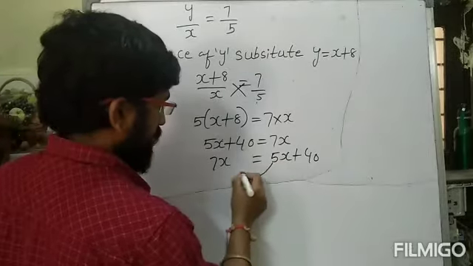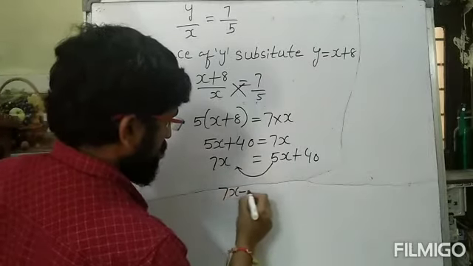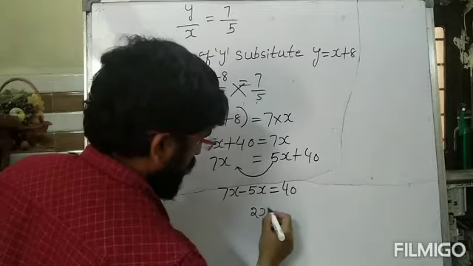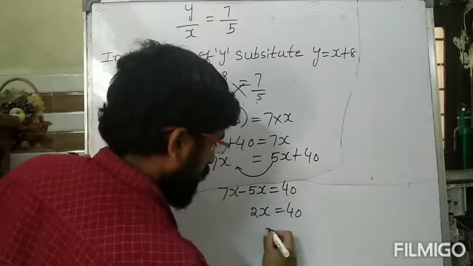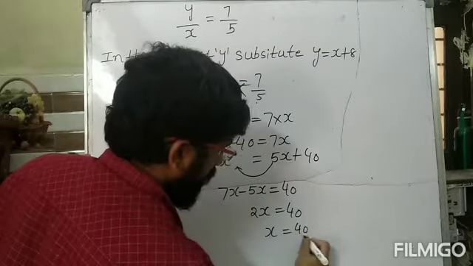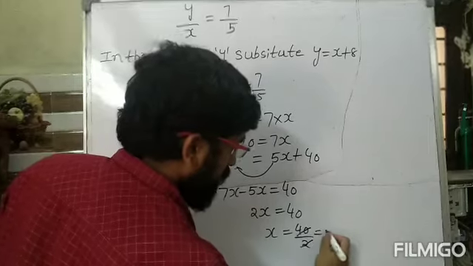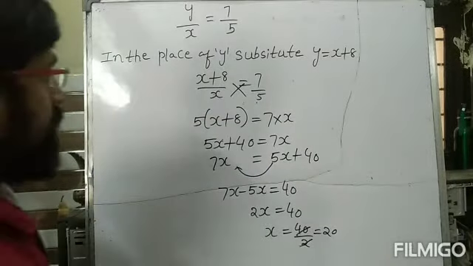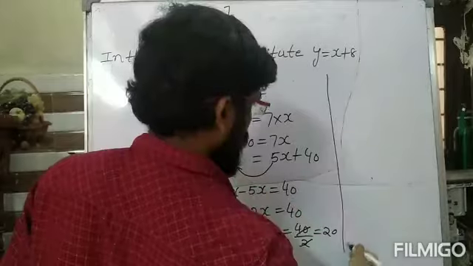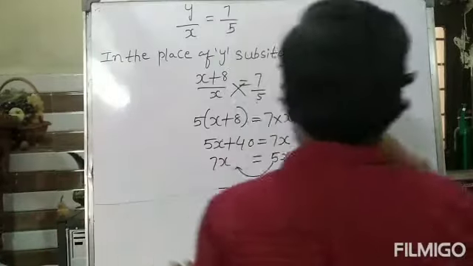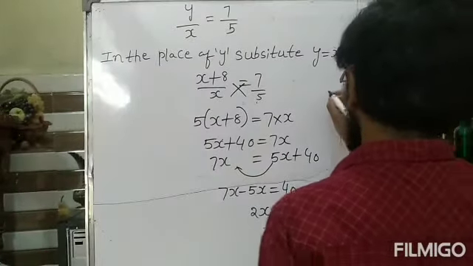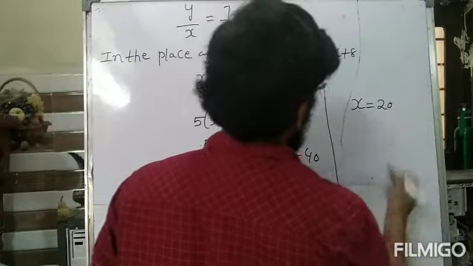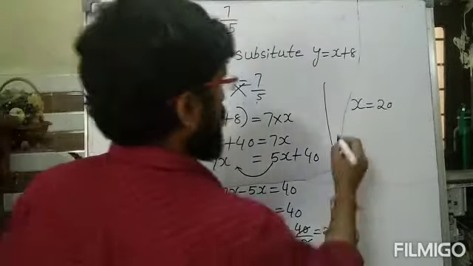Now let's send 5 here. It will be 7x minus 5x is equal to 40. 2x equals 40. x is equal to 40 by 2. 2 twos are 4, 2 tens are 20. Okay. Now x equals 20. What is the y value?